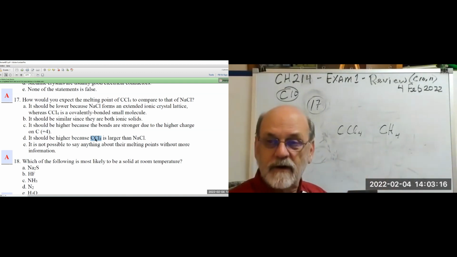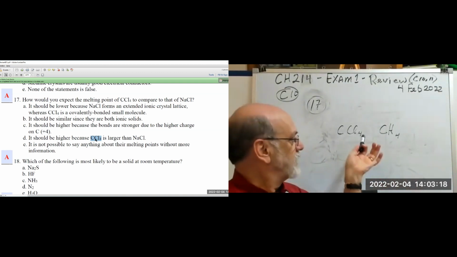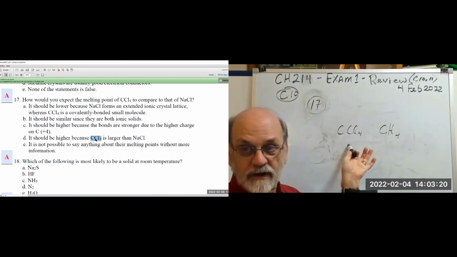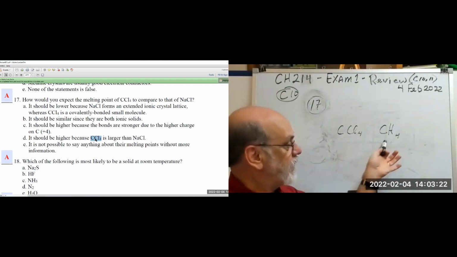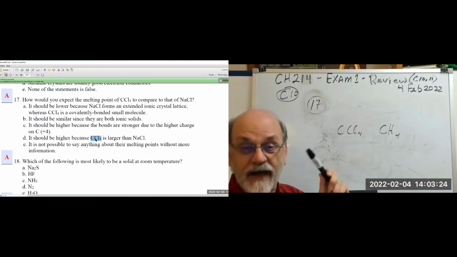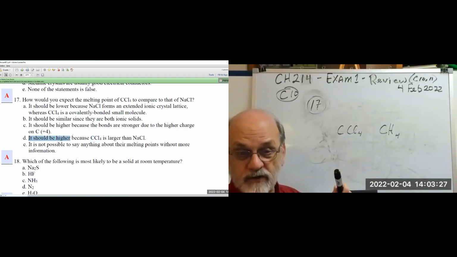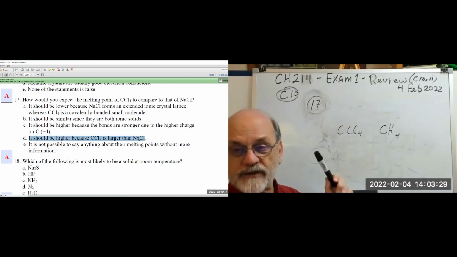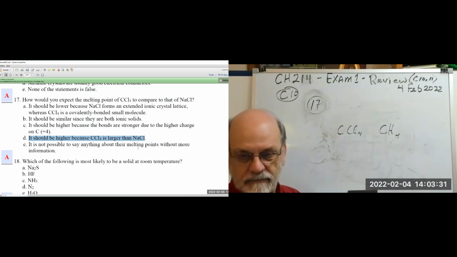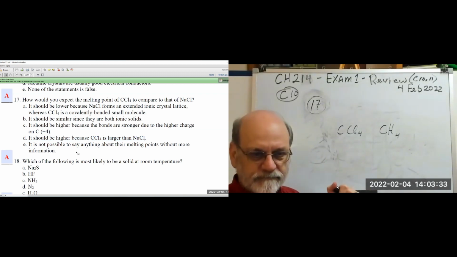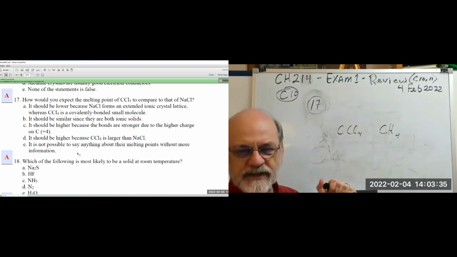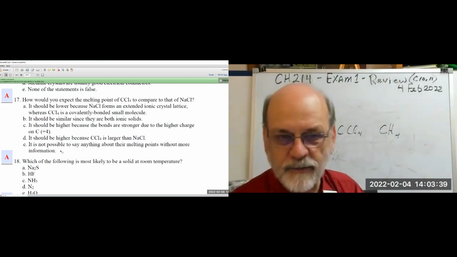So now we have London dispersion forces on a larger molecule that can be much greater than they are for a smaller molecule. Now that would be true. This statement D would be true if instead of sodium chloride, we said methane. Okay, it's not possible to say anything about their melting points. Well, that's false. We can say plenty about their melting points.